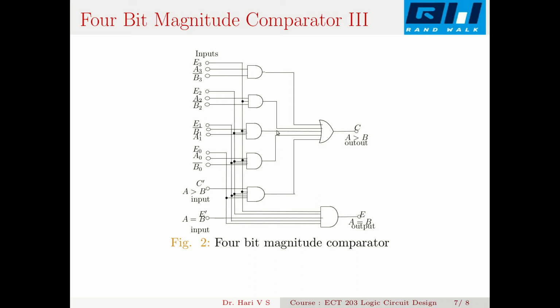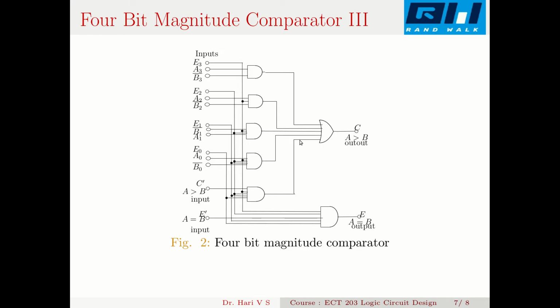This is the third AND output. This is my E3, E2, E1 and A0 and B0 bar. Okay, E0 is not connected; E0 comes here only. So now I have these 4 AND outputs. Now along with that I add an input for C. This is the C prime input along with E3, E2, E1, E0.